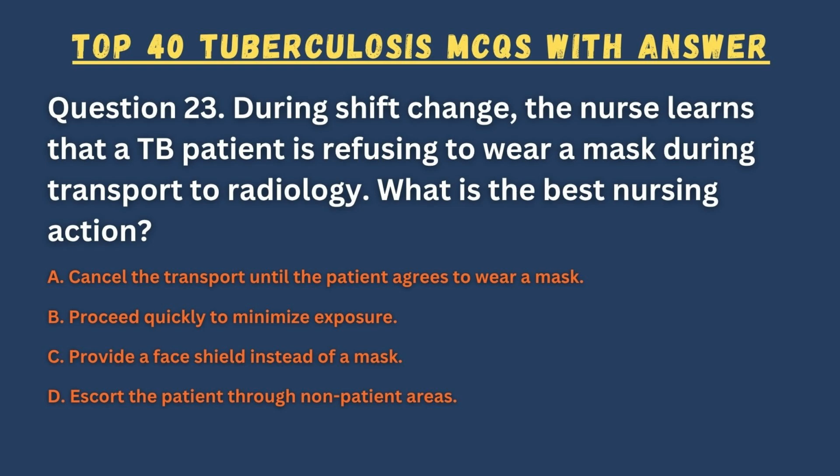Question 23. During shift change, the nurse learns that a TB patient is refusing to wear a mask during transport to radiology. What is the best nursing action? A. Cancel the transport until the patient agrees to wear a mask. B. Proceed quickly to minimize exposure. C. Provide a face shield instead of a mask. D. Escort the patient through non-patient areas.